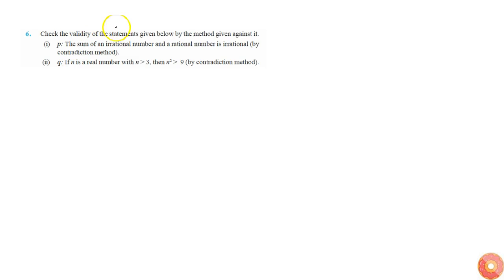We are asked to check the validity of given statements by the method given against them. So the first one we have to test using the method of contradiction. What I have to do is assume that negation P is true. Then I have to prove that it's contradicting itself. If I show that it's contradicting itself, then our work is done. Then that means negation P is false, which means P is true.